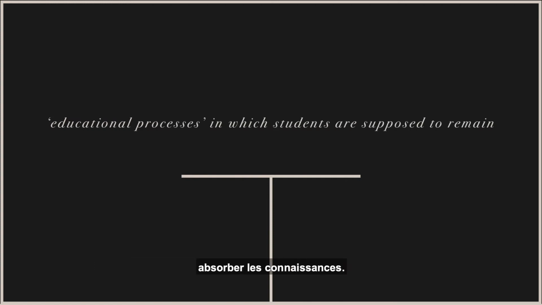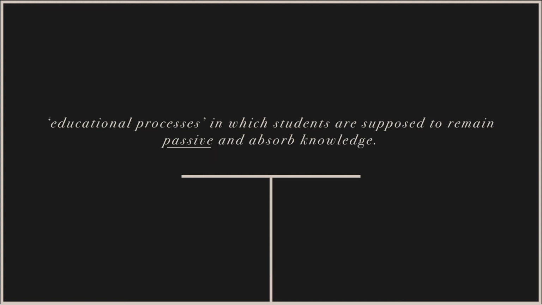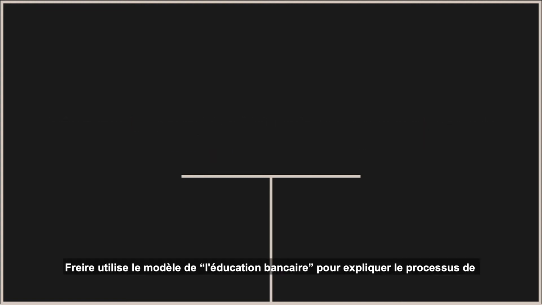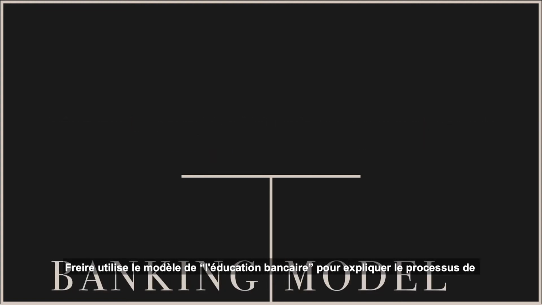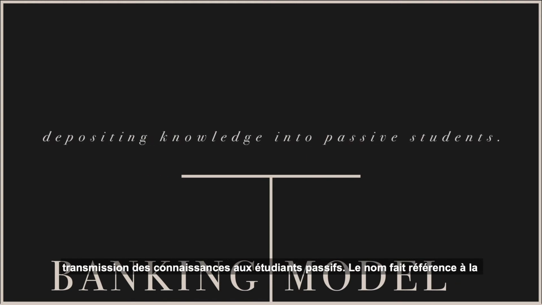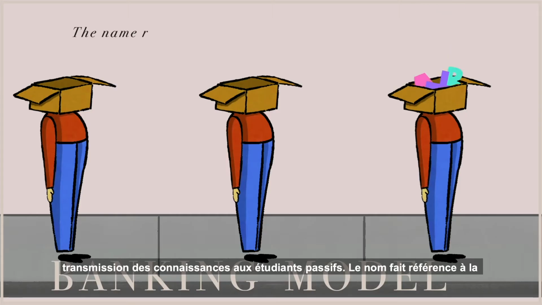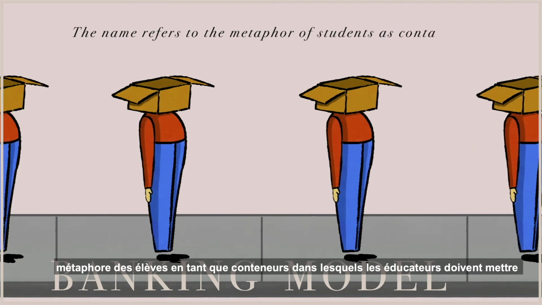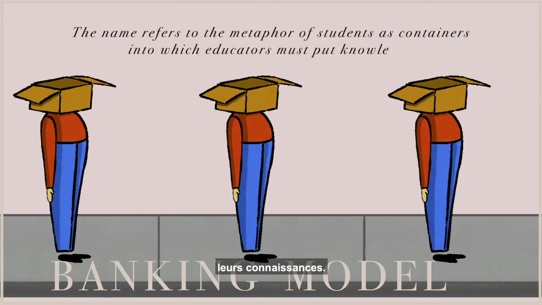Freire critiques the educational processes in which students are supposed to remain passive and absorb knowledge. Freire uses the banking model of education to explain depositing knowledge into passive students. The name refers to the metaphor of students as containers into which educators must put knowledge.